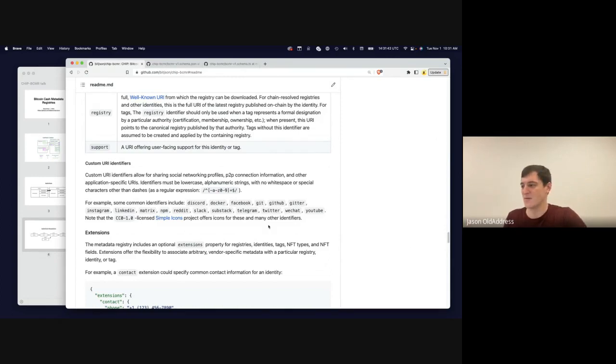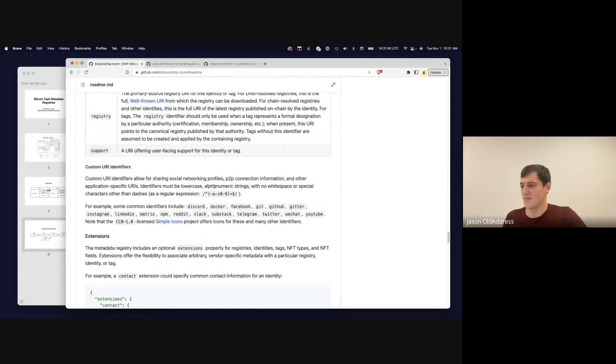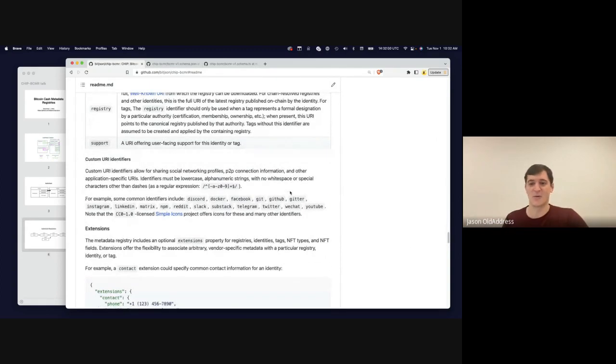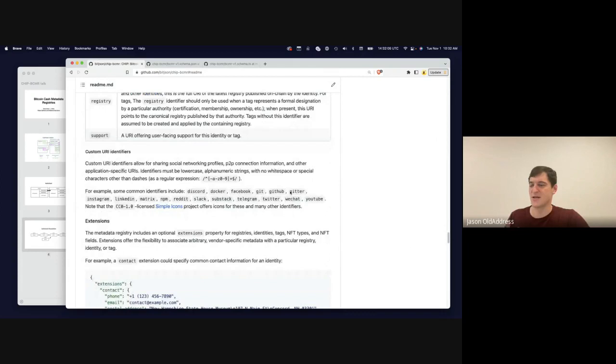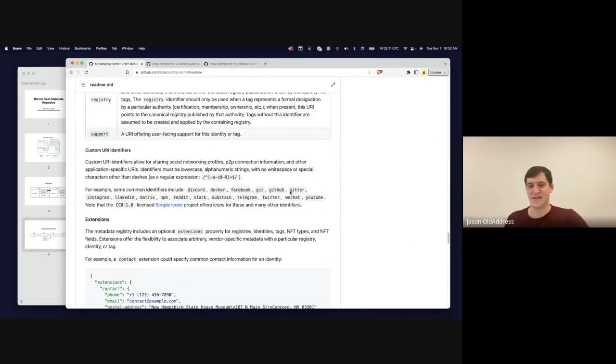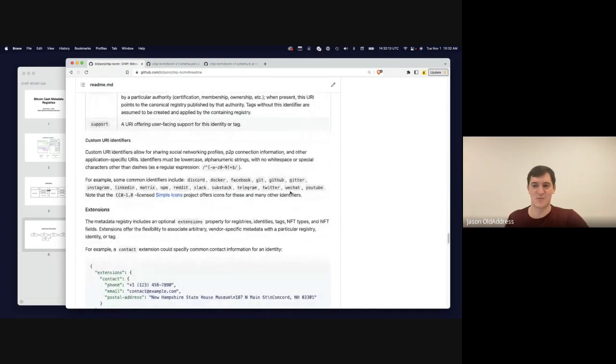And we mentioned it might be for sharing social networking profiles, peer-to-peer connection information, and other application-specific URIs. There are a lot of peer-to-peer applications that have special URI standards, where this is exactly where you would want to have that URI, so you'd be able to click a button from a wallet and it would open up some other app immediately. So just having a place in the spec where that kind of vendor-specific stuff can happen, but it doesn't have to be part of the standard and doesn't have to be supported by all clients. That's the goal. Yeah, Callan?